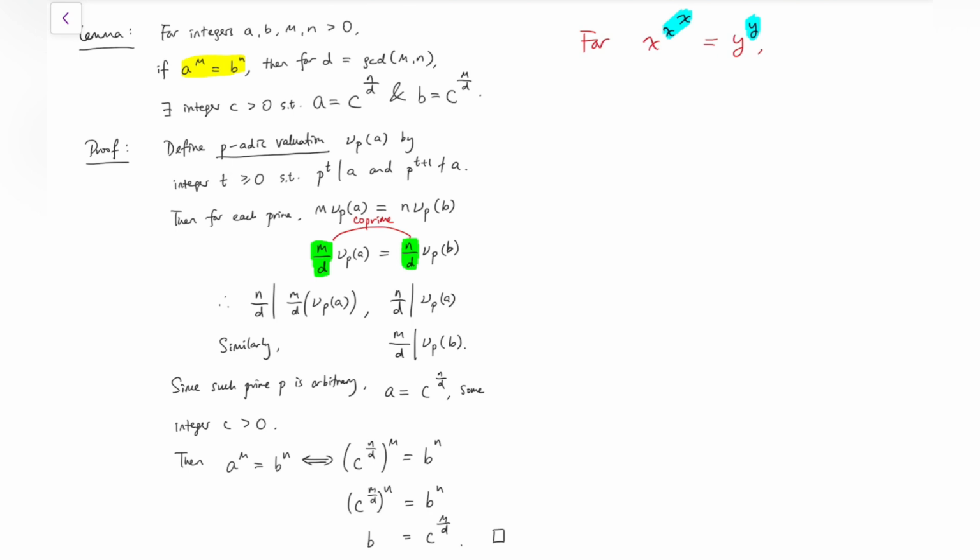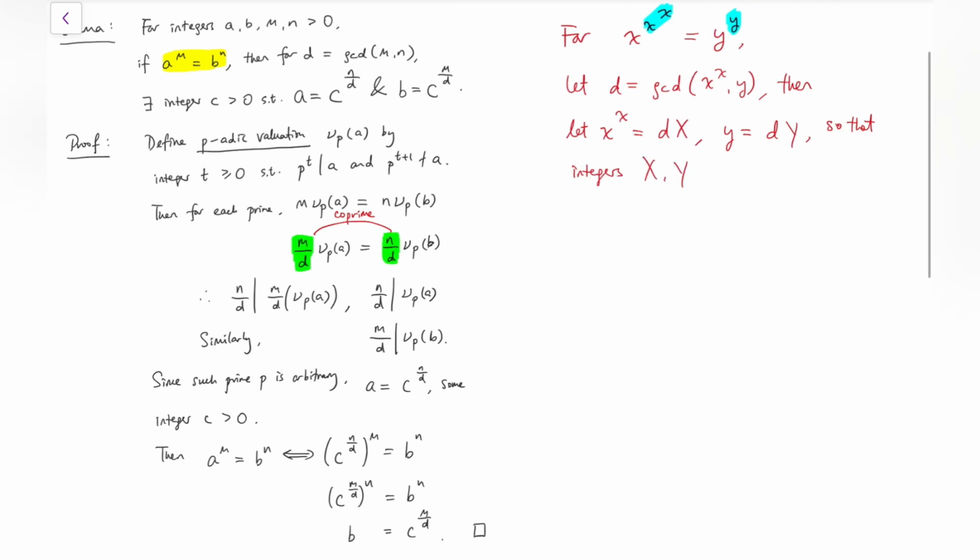So using the lemma, we can consider the greatest common divisor of x to the power of x and y. I'm going to let d be that greatest common divisor. Then we can write x to the power of x to be, say, d times big X, and then y equals d times big Y, so that integers big X and big Y are coprime.